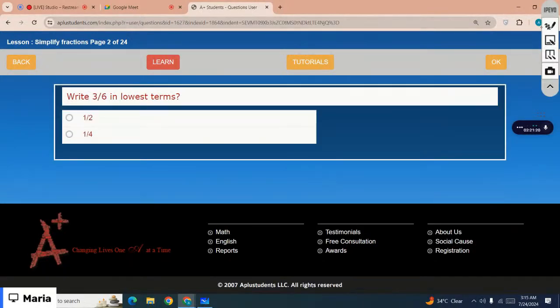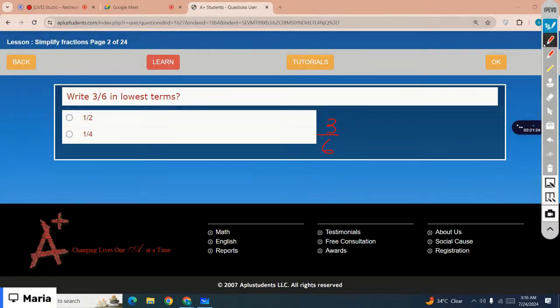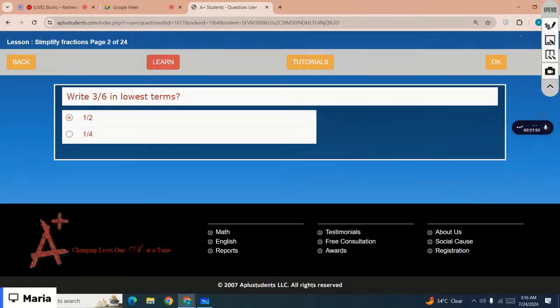Okay, right? 3 by 6 in the lowest term. So do we have any number that can divide both numerator and denominator? Yes, 3 it is. So let's just divide both numerator and denominator by 3. So that is 1 over 2. So the correct option is 1 over 2. Option number 1 is the correct option. That is 1 over 2.